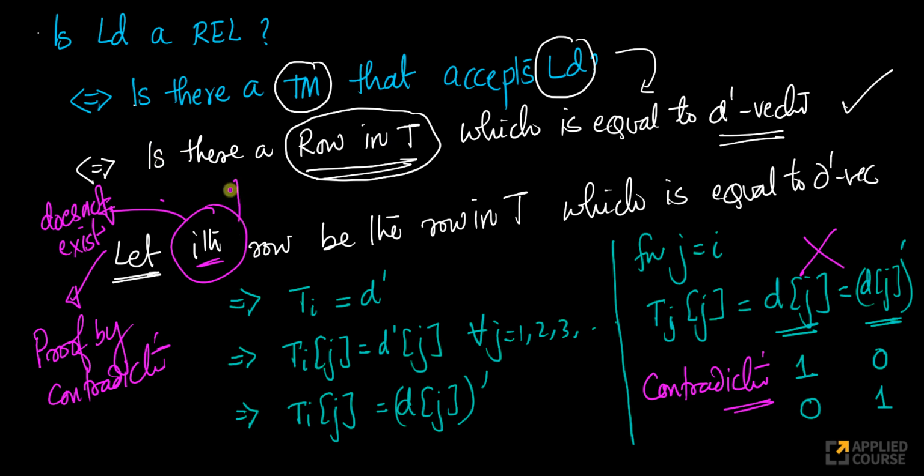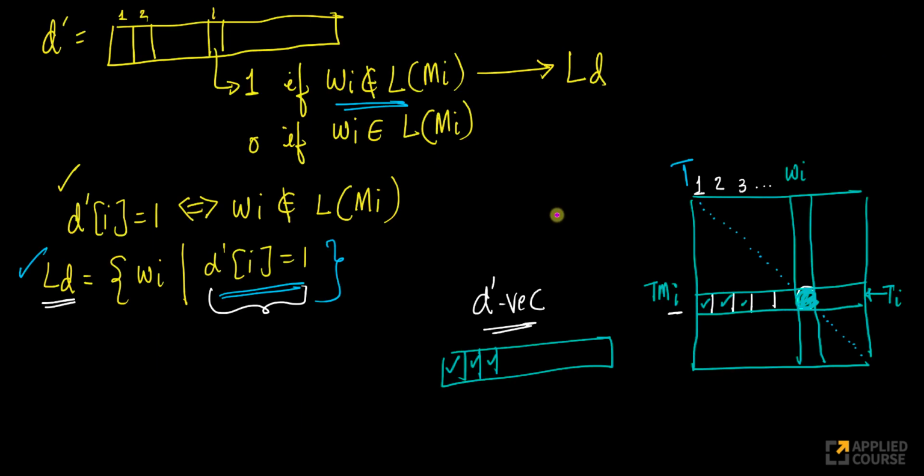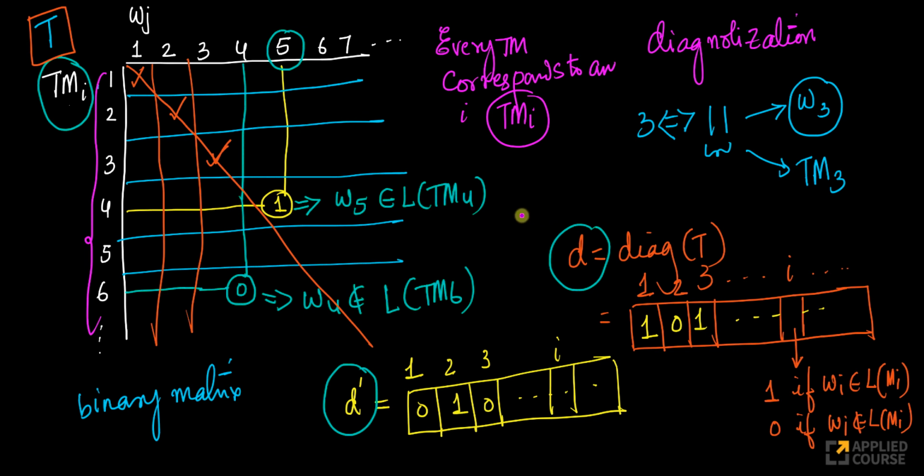Again, let's go back logically, which means there is no row in T which is equal to the d dash vector. Going back, there is no Turing machine that accepts LD. If there is no Turing machine that accepts LD, that implies that LD is not a recursively enumerable language. So LD is a non-recursively enumerable language. Look at the flow of logic here. Very, very important. And again, diagonalization is a phenomenal idea.